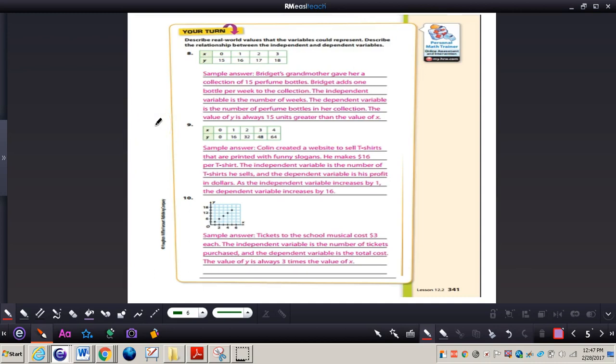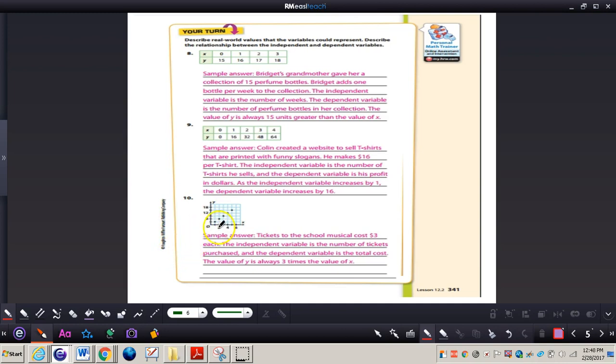So let's take a look at 8 and 10 together. So once again, we have a real world value just based upon this table. You can make pretty much anything up. The thing you have to understand is that the x will be the independent variable, y will be the dependent variable. So you can see for letter A, I want you to read through my example, so that would give you an example of this. And then also for 10, I want you to read through that as well.